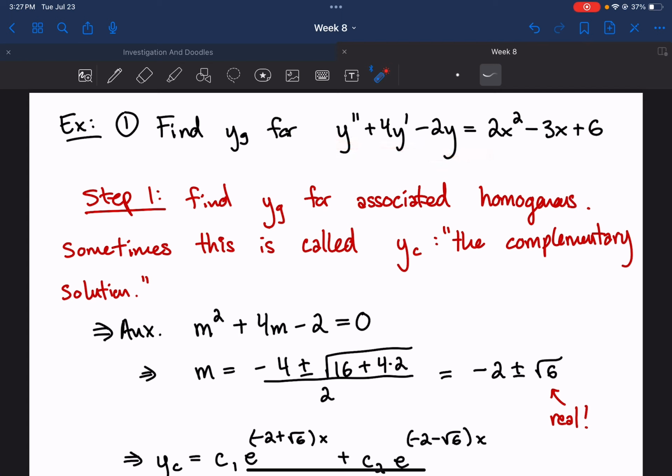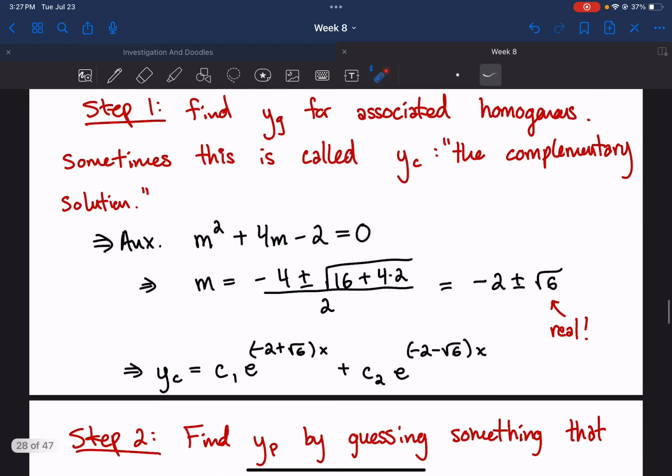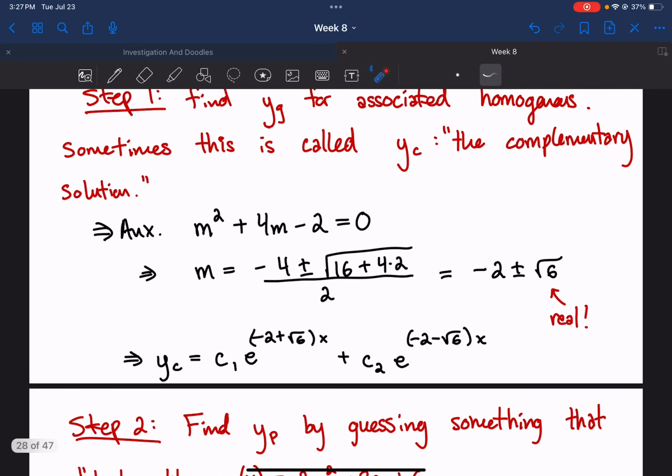That's step 1. So the auxiliary equation for that is m squared. Two derivatives, 2 powers of m. 1 derivative, 1 power of m. No derivatives, no powers of m. m squared plus 4m minus 2 equals 0. We do our little quadratic formula. We get negative 2 plus or minus root 6. This is a pair of real solutions. So we get c1 e to the negative 2 plus root 6 x plus c2 e to the negative 2 minus root 6 x. This is our complementary solution.